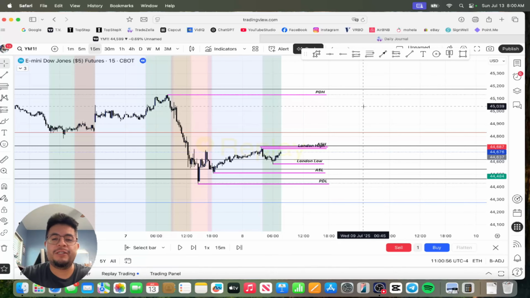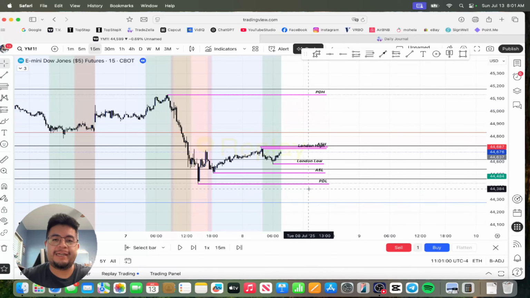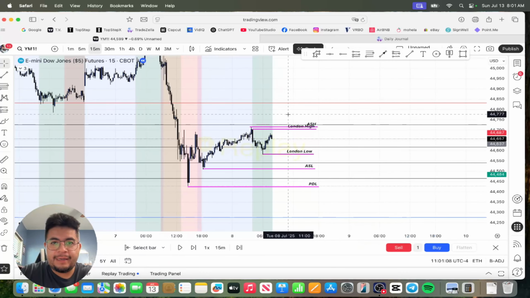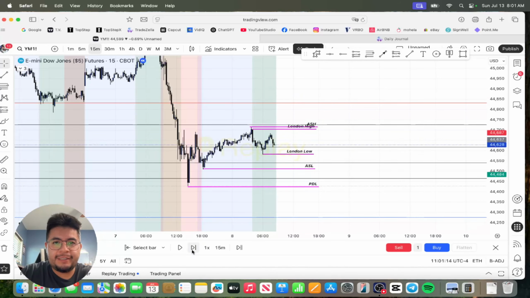If they align with confluence of these liquidity lines that I have, the highs and lows that I have drawn up here. Now, what I want to do is just go forward, and it is 7:45, 8, 8:15, 8:30, 9. Okay.